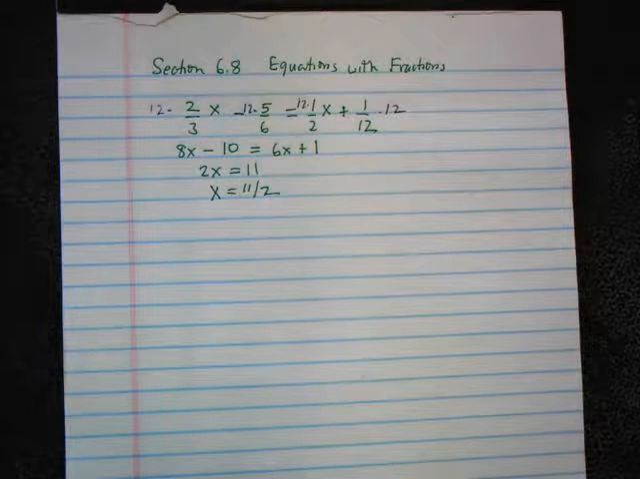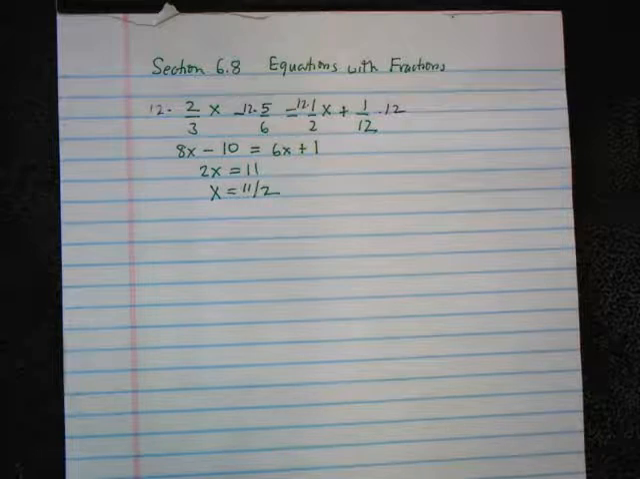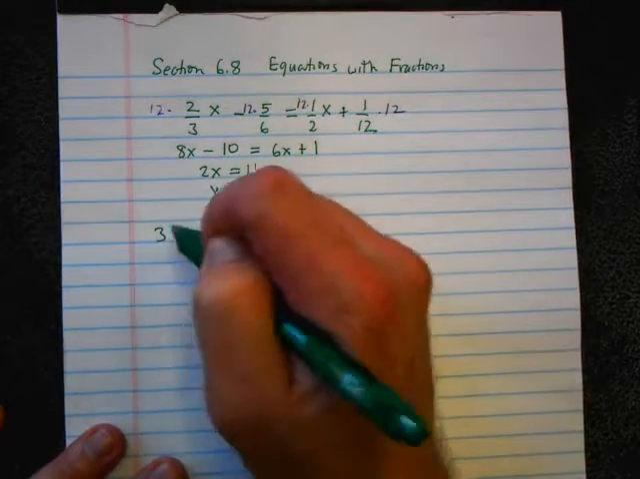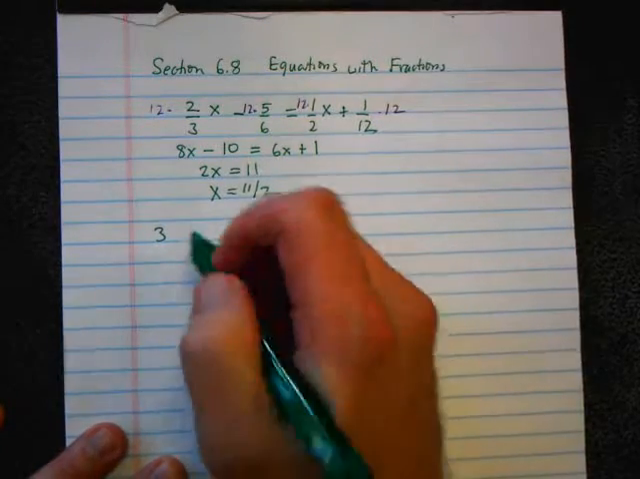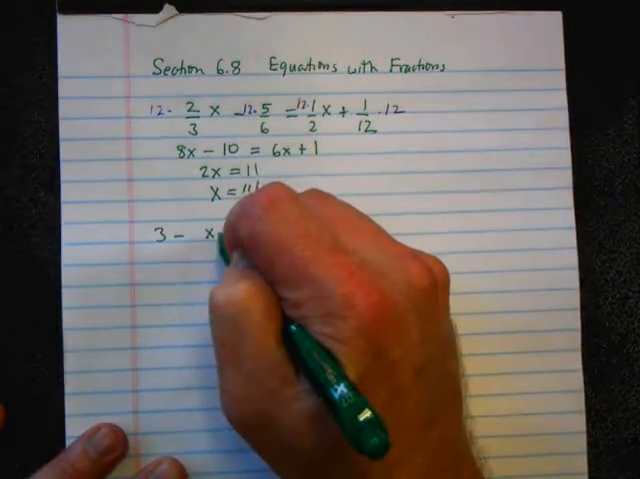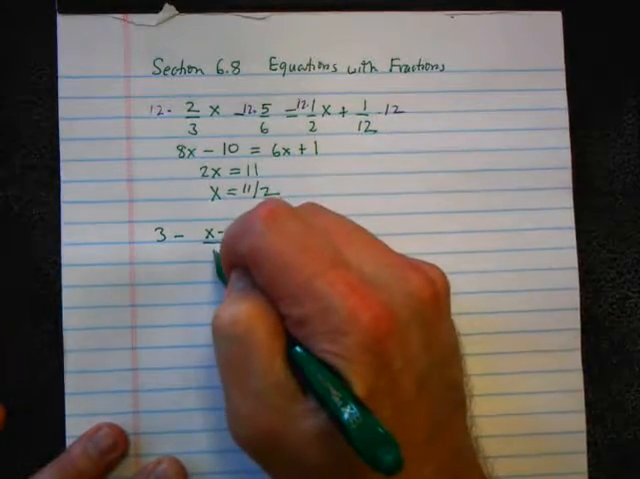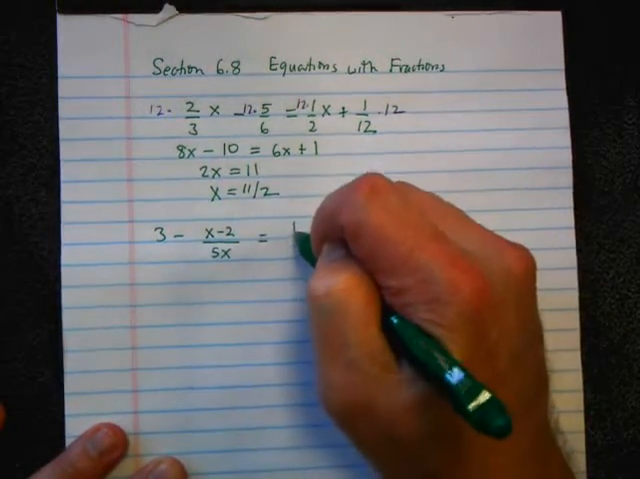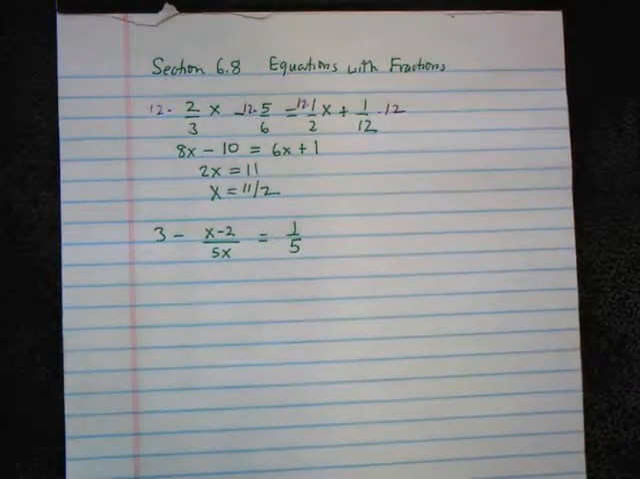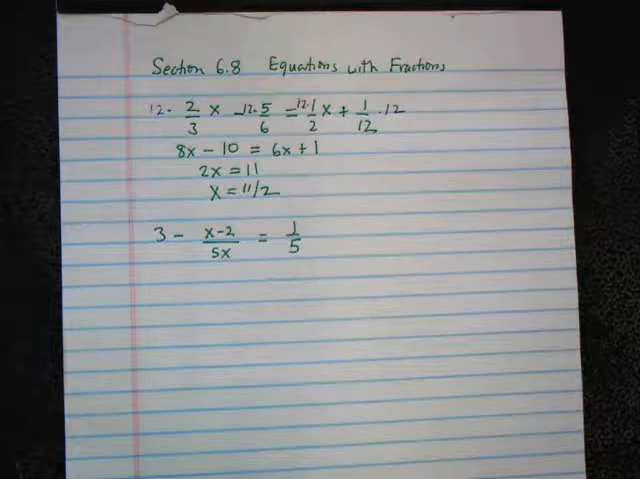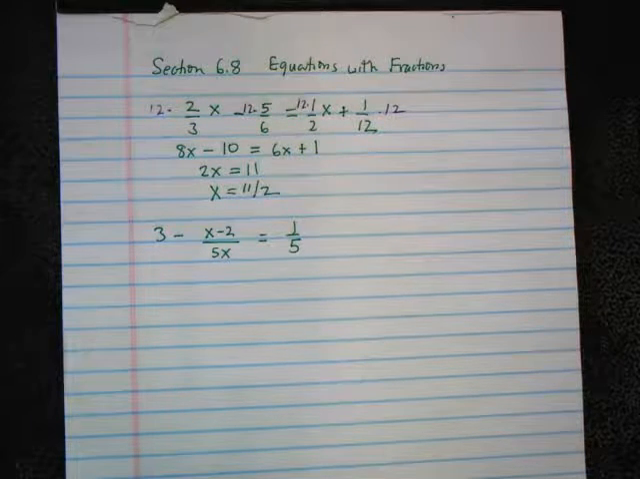All right. Well, of course, they're not going to be all that great, I suppose. What if I had 3 minus (x minus 2) over 5x equals 1/5? All right, so sometimes our equations are going to have fractions, but sometimes we're going to have x's on the bottom too, not just numbers. What do you do?